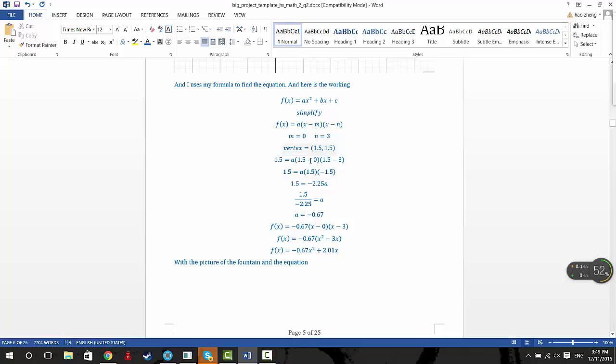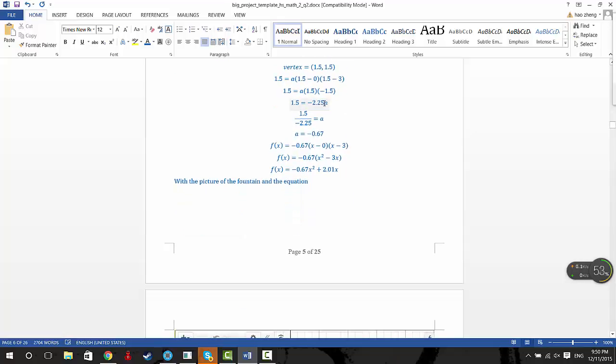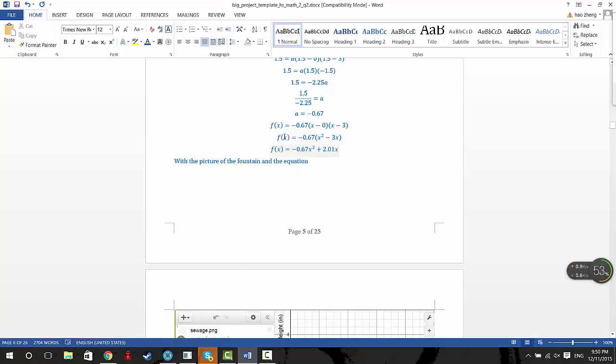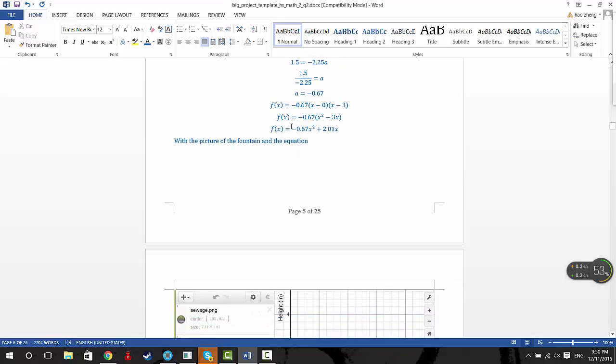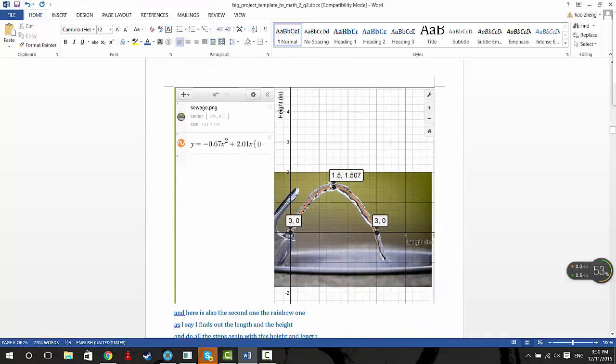1.5 equals a bracket 1.5 minus 0, and then bracket 1.5 minus 3 bracket. After we simplify it, it will become 1.5 equals negative 2.258, and then as we said, we switch sides and we get this thing as the a, and we put a inside, simplify all the things again, and we get the final formula from over here. And then all we do is go to Desmos, we graph it in, and it will look like this. And we just open it and label all the things here, as you can see, right?